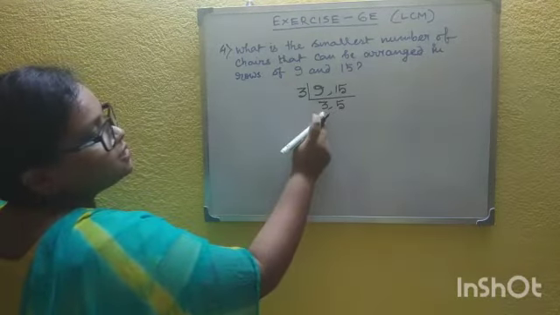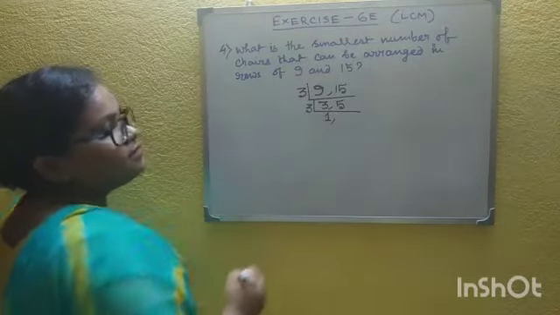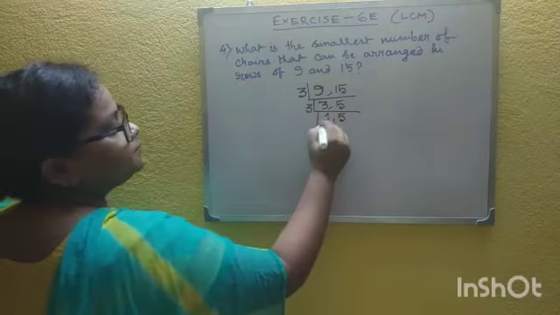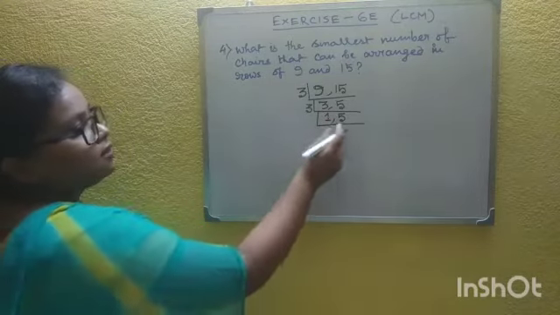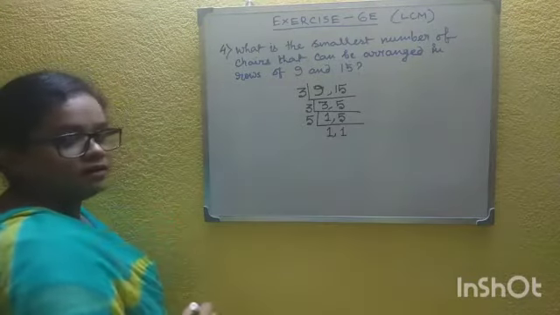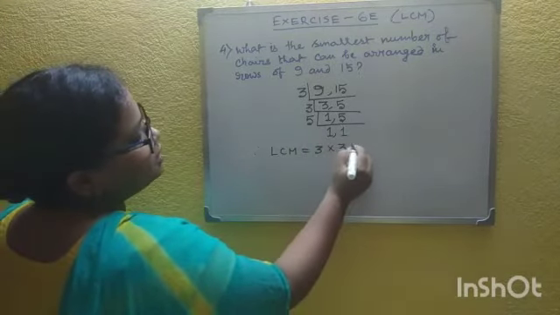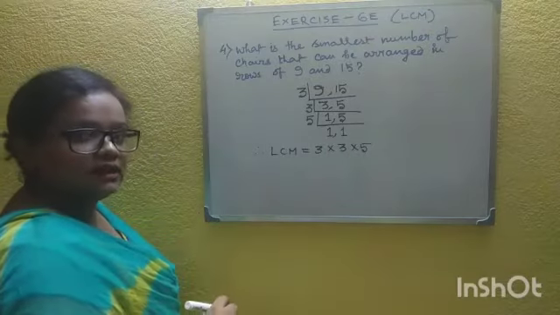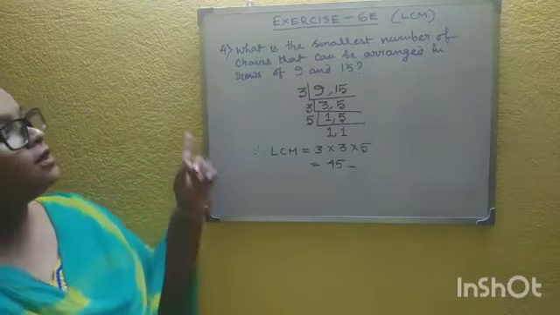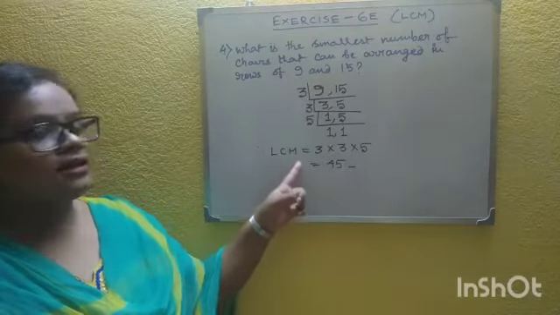Now among these two numbers 3 is divisible by 3. So we will again consider 3. 3 ones are 3 and 5 is not divisible by 3. So we will write 5 as it is. Now again, we will have to divide 5 by 5. So we will get 1 and 1. So the LCM will be 3 into 3 into 5. Now 3 3s are 9 and 9 5s are 45. That is the smallest number of chairs that can be arranged in rows of 9 and 15 is 45.